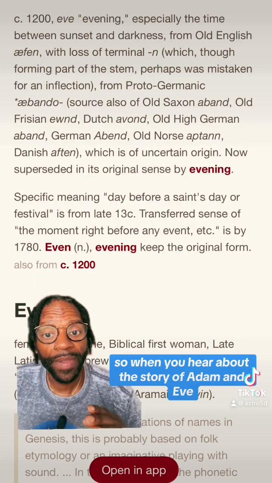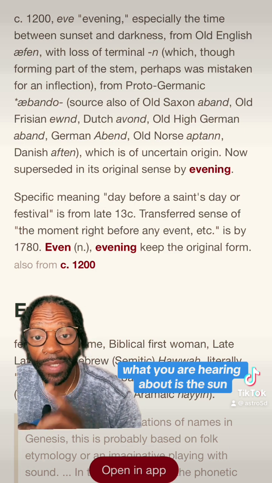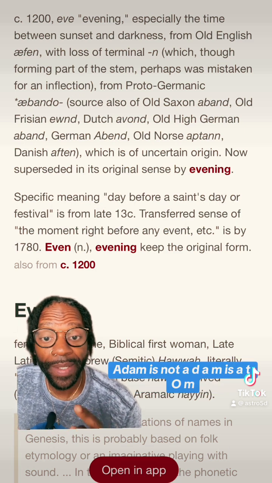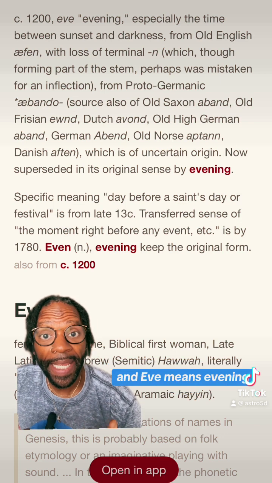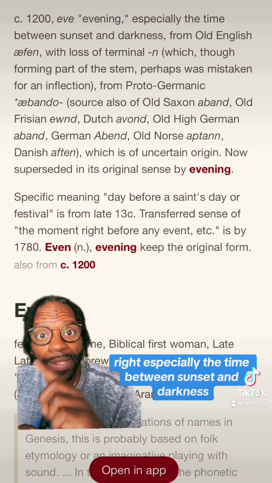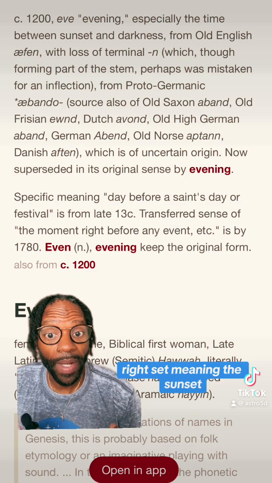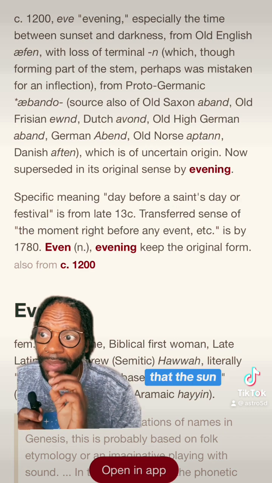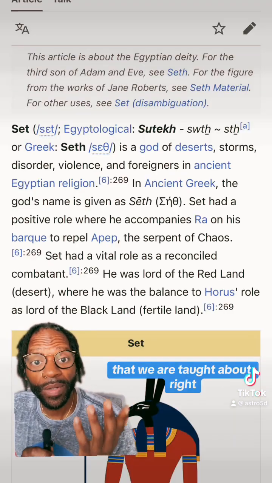So when you hear about the story of Adam and Eve, what you are hearing about is the sun and the darkness without the presence of the sun. Adam is not Adam, it's Atom. And Eve means evening, right? Especially the time between sunset and darkness, like Set and Horus, right? Set meaning the sun set, Horus meaning hours that the sun, the light, is out during the day. So this is Set that we taught about, right?